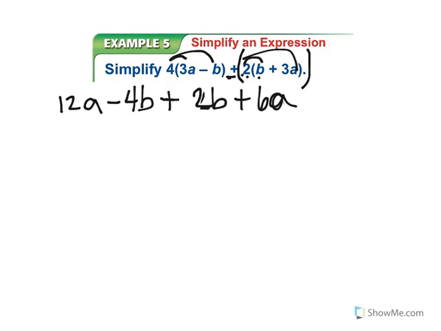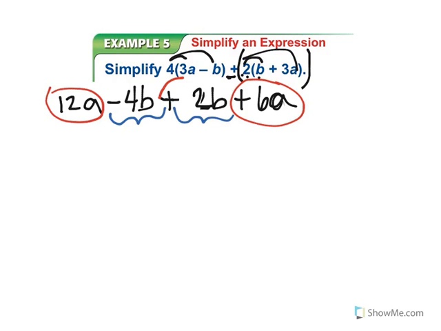And the last step is to combine like terms. So we have 12a plus 6a and negative 4b plus 2b. That will give us an answer of 18a minus 2b.